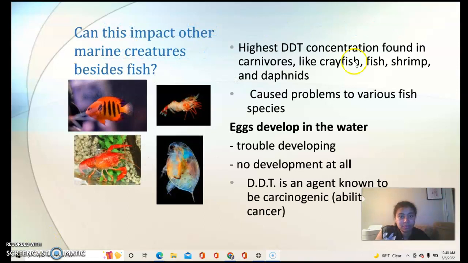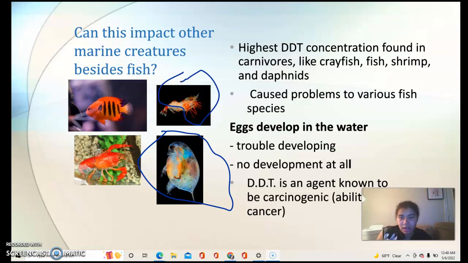Let's see. Oh. I'm going to circle right here. This right here is a daphnid. It's cool looking, right? And right above it is a shrimp. I can't believe shrimp look like that originally. And of course, there's a fish right here, and this right here is a crayfish. So I learned something new, what a daphnid is and a crayfish.